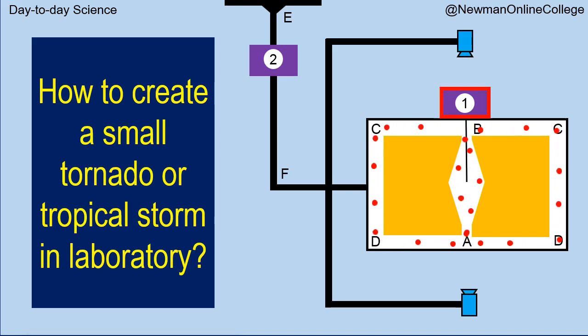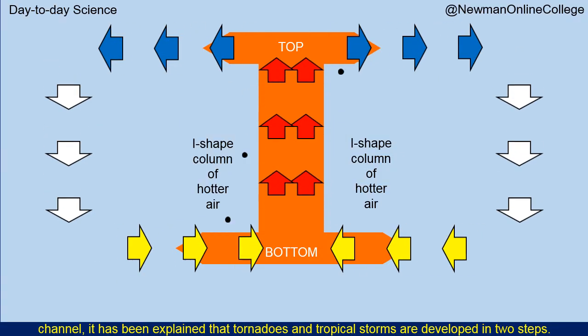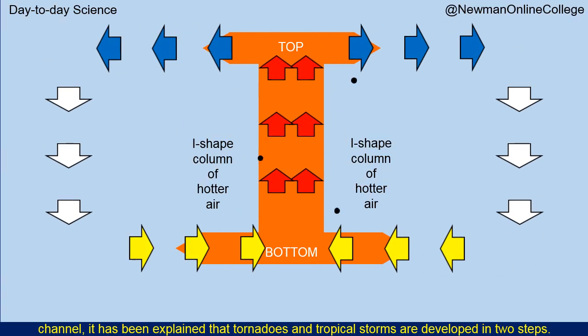Create a small tornado or tropical storm in a laboratory. In a video titled Where Do Tornadoes and Tropical Storms Come From?, published on this YouTube channel, it has been explained that tornadoes and tropical storms are developed in 2 steps.